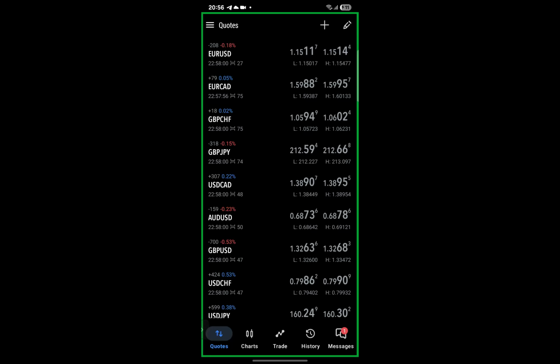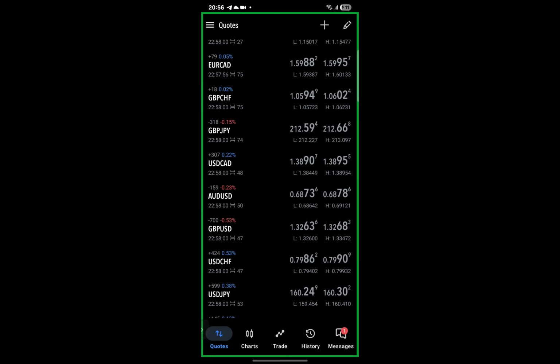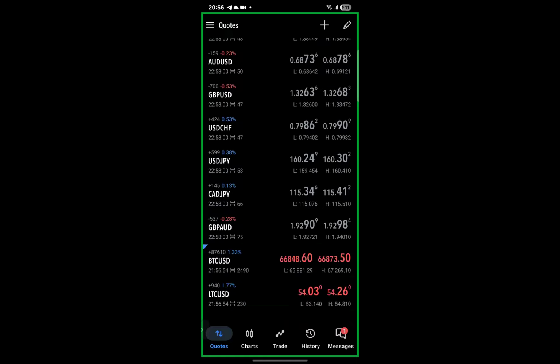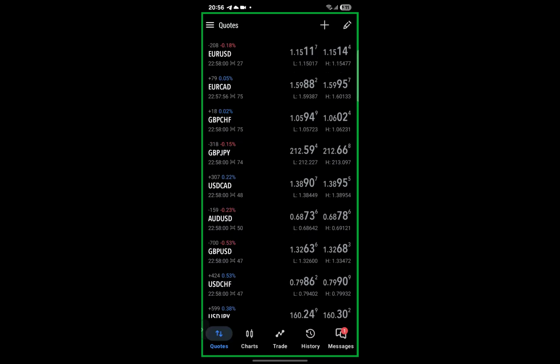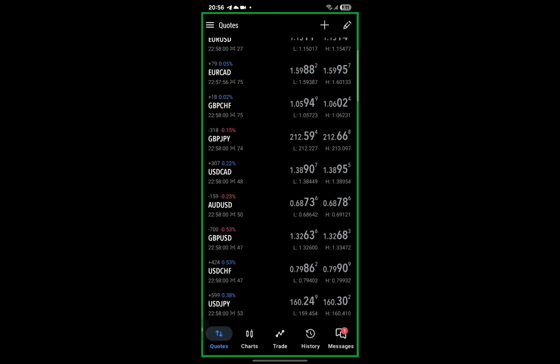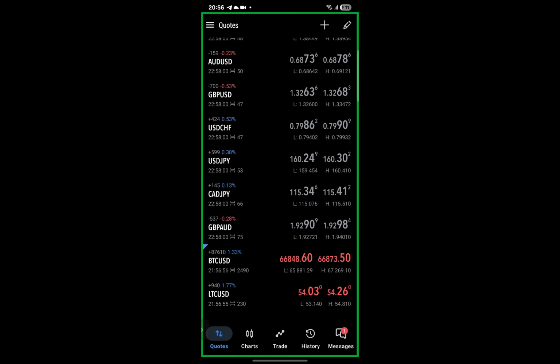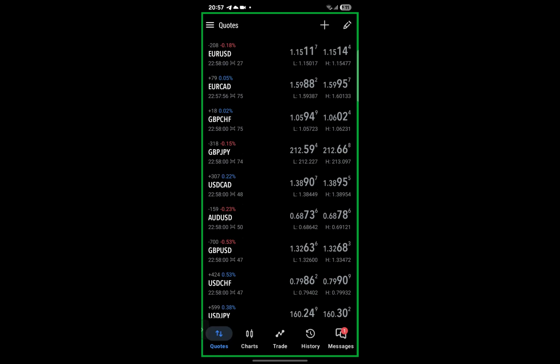So sometimes you may want to trade a particular currency and you come here and you do not see the currency you want to trade. What you do is you click on the plus sign at the top right hand corner of your screen. If you look at the screen, you see a plus and you see a pencil.